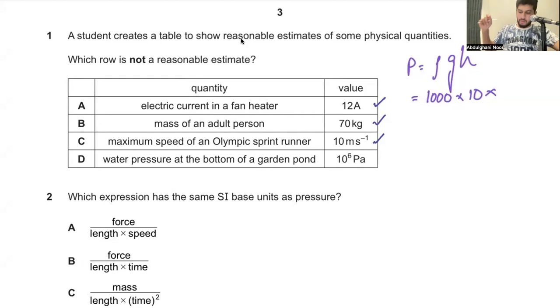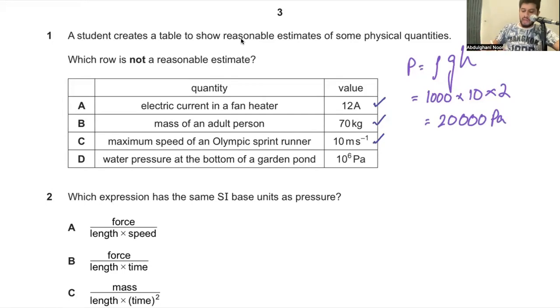I'm clear. Right. So if we talk about the height, the depth, a garden pond would be 2 meters deep. A garden pond will be 3 meters deep, 5 meters deep at max, but that's about it. So let's say the garden pond is 2 meters deep. So this gives me the value as 20,000 pascals. That is the pressure at the bottom of a garden pond.